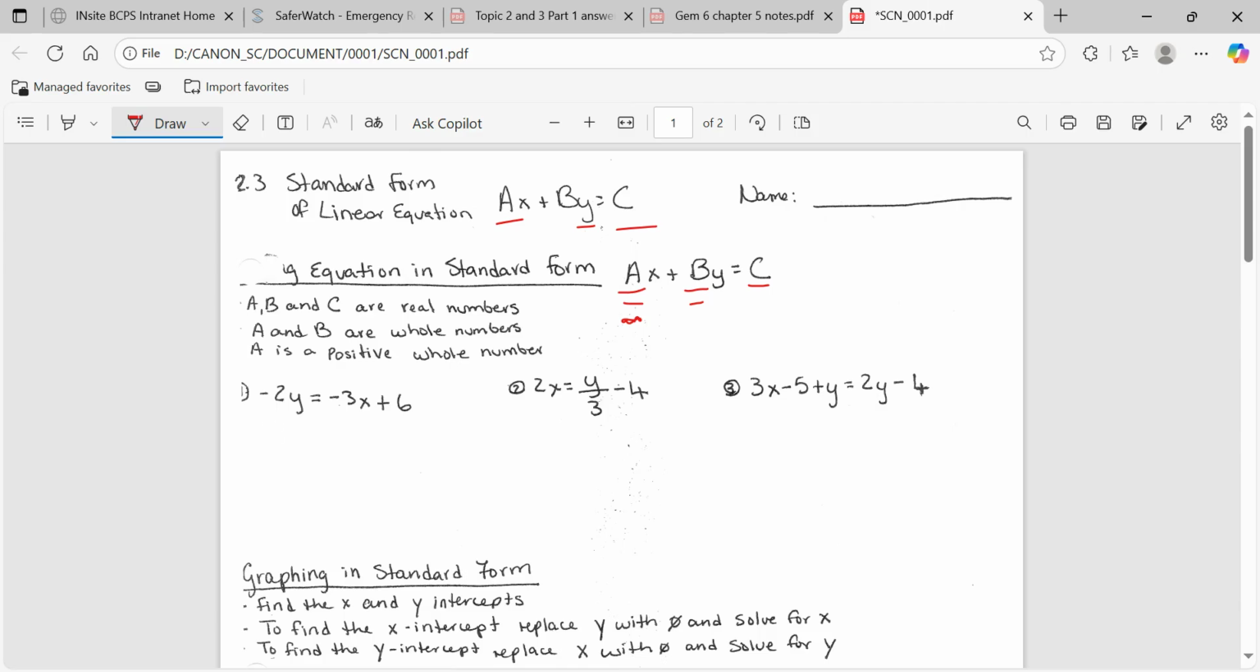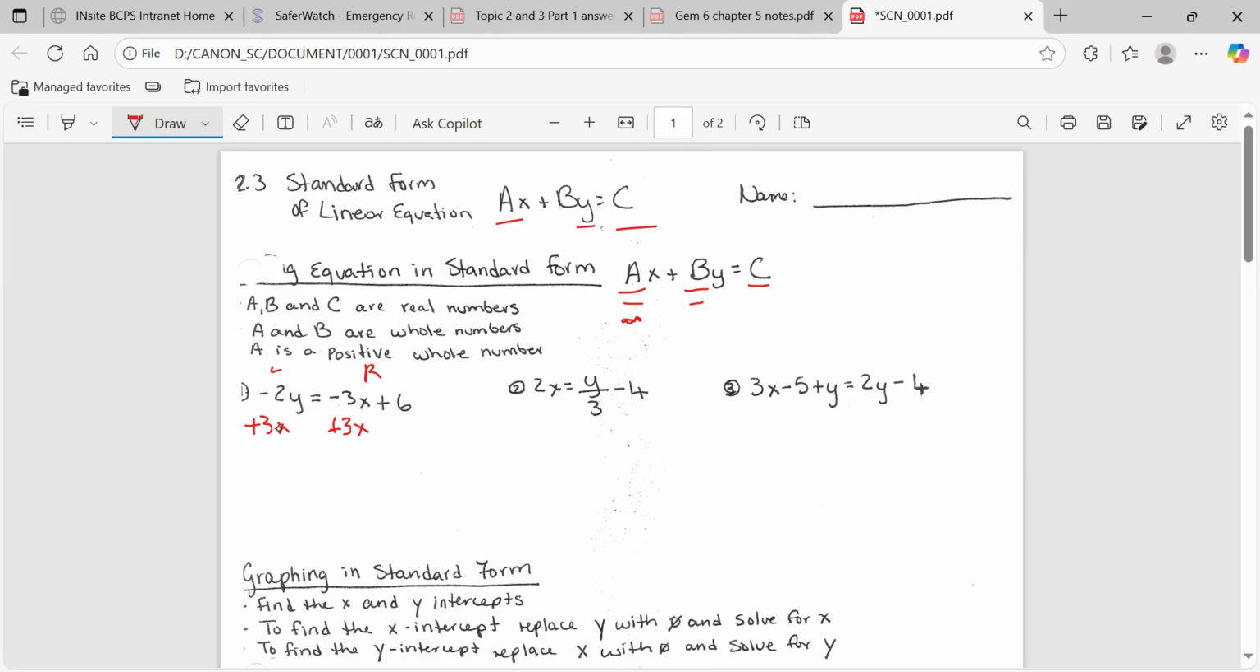So if I have negative 2y equals negative 3x plus 6, I need to move this around so that the A is in front. So we have the left side here and the right side of the equation of the equal sign. We need to make sure that this 3x is on the left side. How do I do that? I will use inverse operations. I would add 3x to both sides.